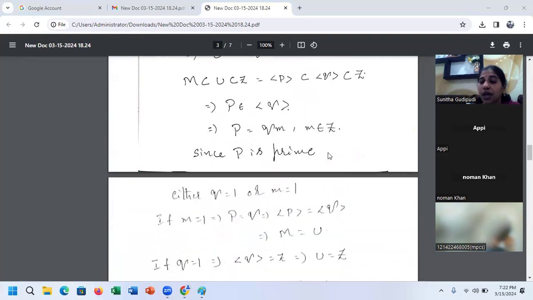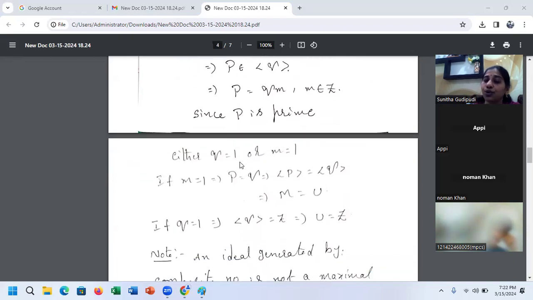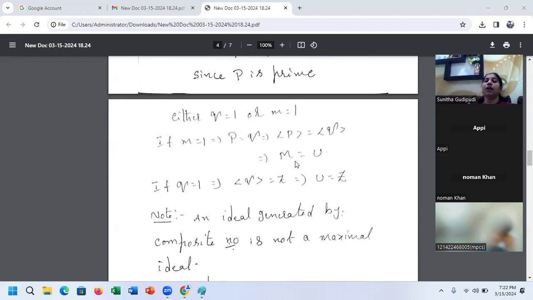Since P is a prime number, what are the possible options we have? We have only two options. What are they? Either Q should be 1 or M should be 1. So Q should be 1 or M should be 1. What will happen if M is 1? If M is 1, P is equal to Q. Then the ideal generated by P is the ideal generated by Q. Then M must be equal to U in that case.